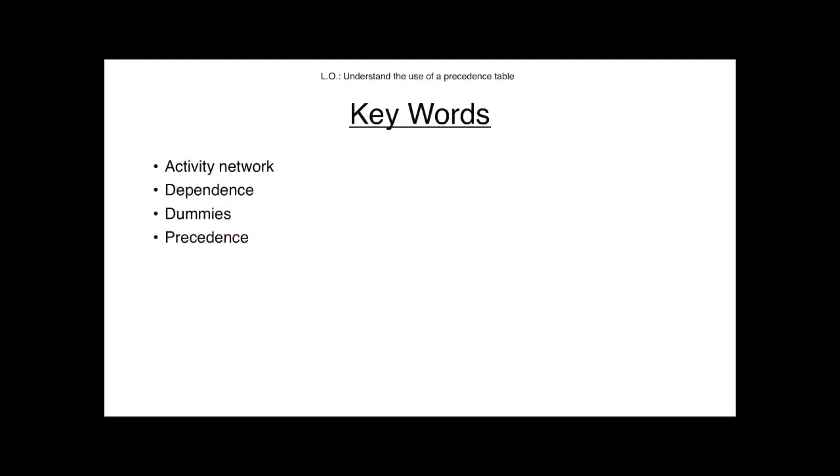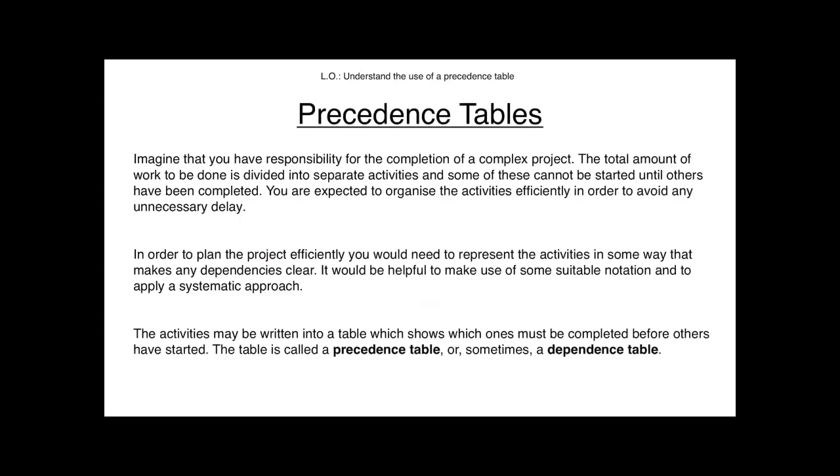Okay, here we go. So you need to understand what an activity network is. Dependence, I'm pretty certain you know what that means. Dummies, I will explain in due time, and precedence, and again, assuming that you know what that means. So, in a precedence table, this is a bit of blurb here, but basically all we're doing is creating a table that shows which of the different activities in our project depend on the completion of a previous one.